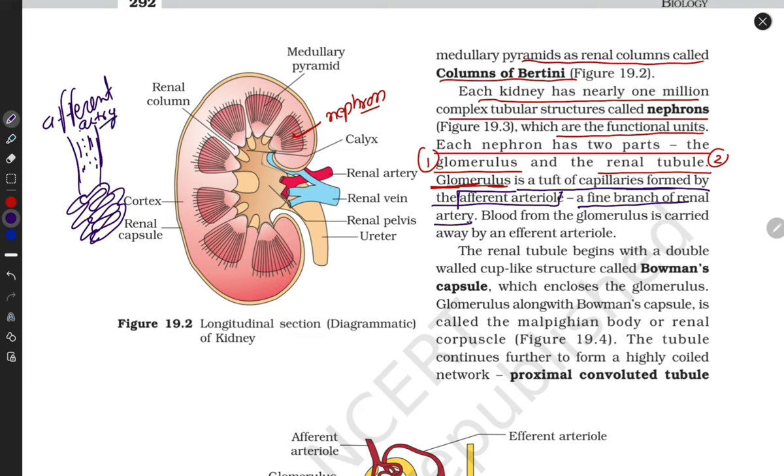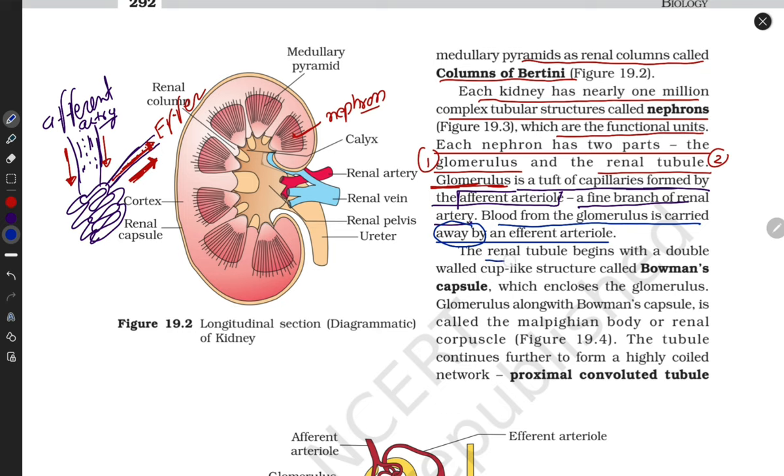Now, what is the efferent artery? Efferent vessels take blood away from the glomerulus. The afferent puts blood towards the glomerulus, and the efferent takes the blood away from the glomerulus. Next line: blood from the glomerulus is carried away by the efferent.